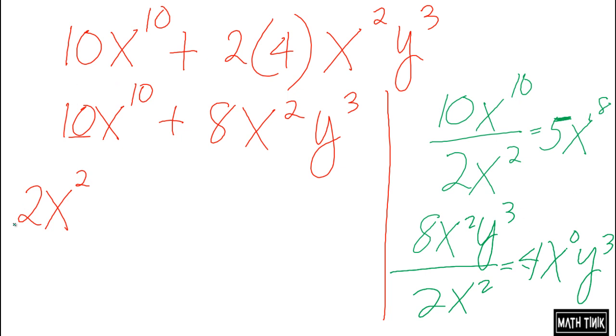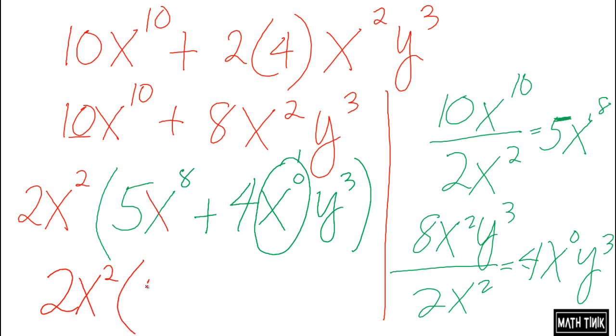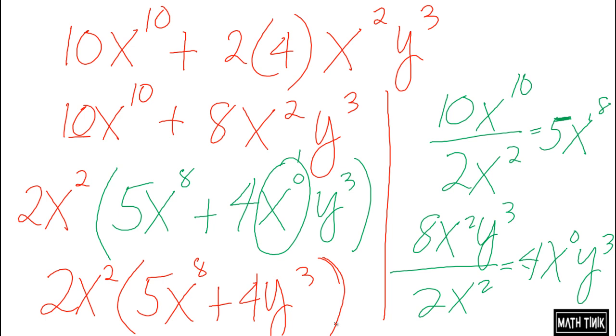So, for your final answer, you will just have to draw a parenthesis. This is what you factored out. Then, just copy these two. So, let's copy 5x raised to 8, which is this one. Then, of course, that's plus. Then, copy plus, and copy this one, 4x raised to 0 times y raised to 3. And as I said earlier, anything that is raised to 0 is 1. And therefore, our final answer now is 2x squared times the quantity 5x raised to 8 plus 4y cubed. So, this is now our final answer.